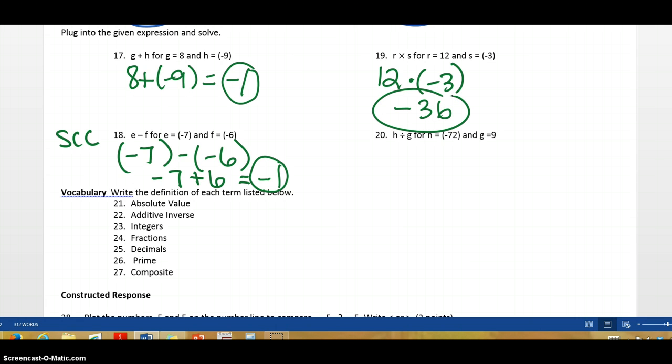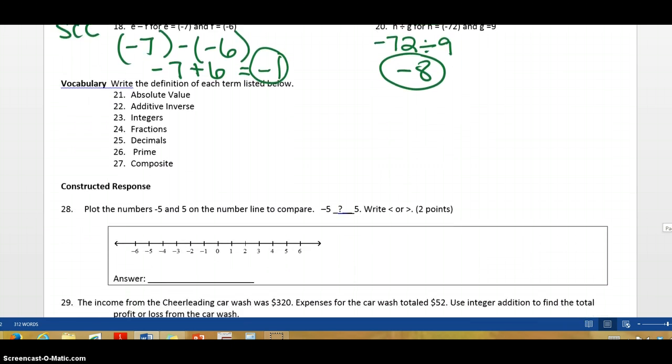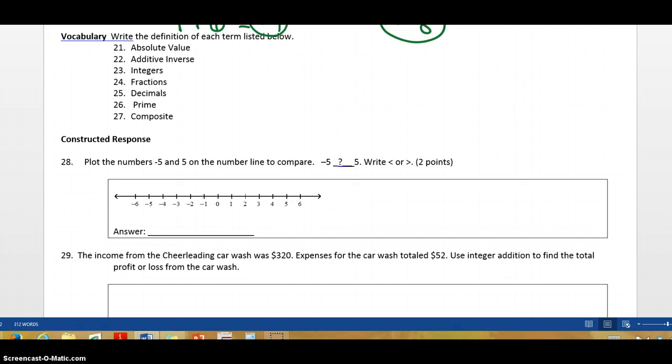For 20, this is a division problem. We have a negative 72 divided by positive 9. We see that our signs are different once again, so our answer will be negative. We're seeing how many 9s we can take out of 72. So 72 divided by 9 is a negative 8. So that is our final answer for that one. So those four, we're just testing the rules again, adding, subtracting, multiplying, dividing, just with the extra step of plugging in values, which you will see on your test.